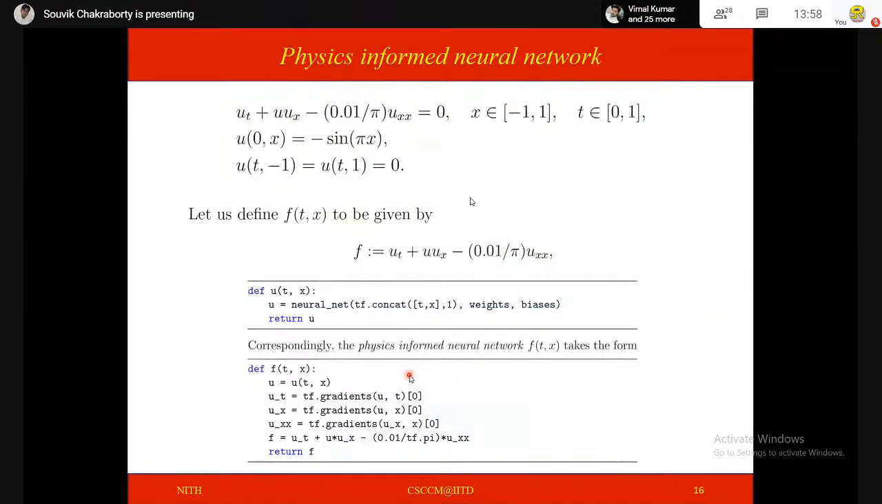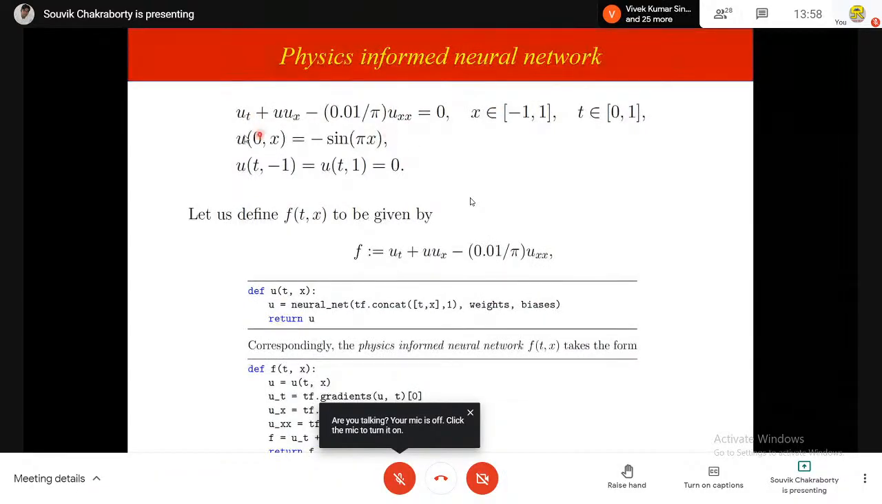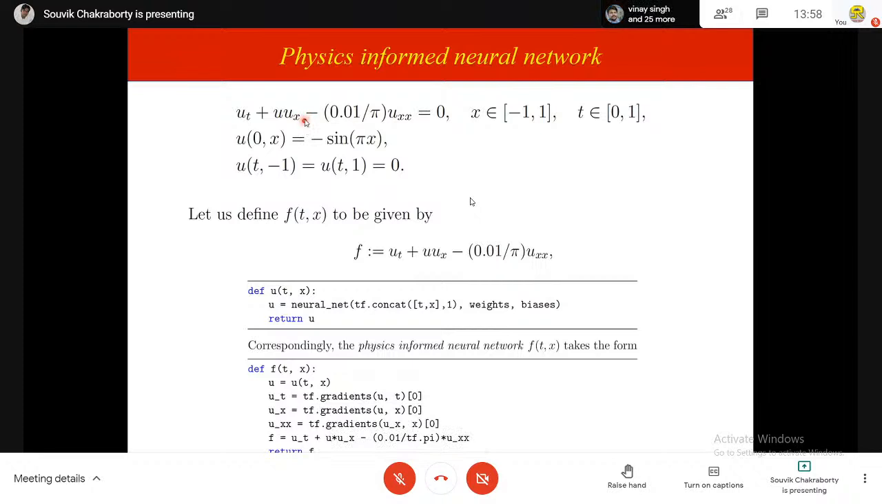Let us see one small problem. So this equation you see here is the Burger's equation. This is a highly nonlinear equation. So U times UX is the nonlinear term here. UX is the derivative of U with respect to X. UT is U dot, that is the derivative of U with respect to T. And U double X is del 2U by del X2. And then this is your initial condition, this is your boundary condition, and this is your problem domain.